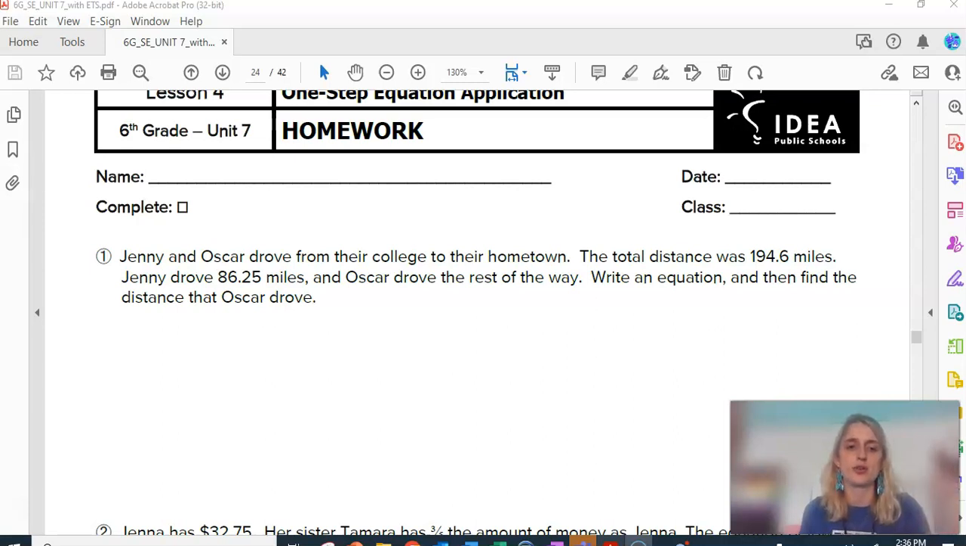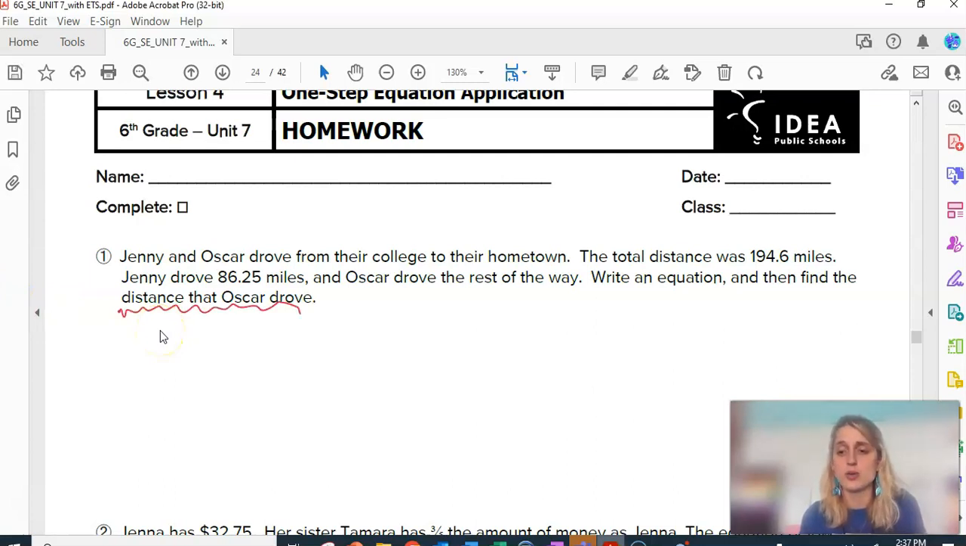Jenny and Oscar drove from their college to their hometown. The total distance was 194 6/10 miles. Jenny drove part of it. Jenny drove 86 25/100 of a mile. And Oscar drove the rest of the way. The directions say to write an equation, then find the distance that Oscar drove. What do we not know? We don't know how far Oscar drove.